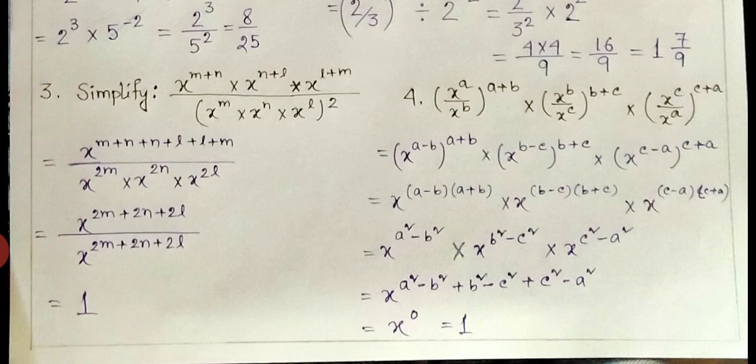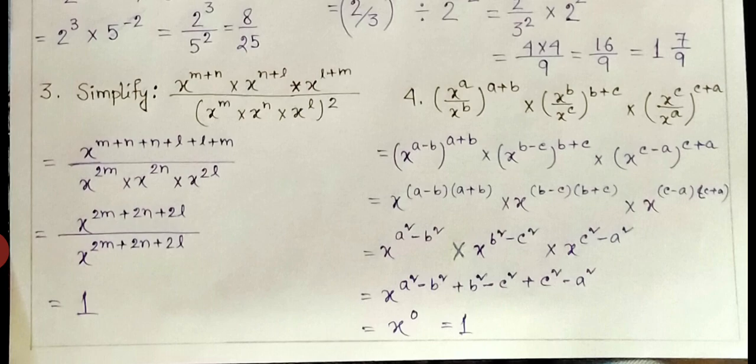Now simplify the third example. Simplify x to the power m plus n into x to the power n plus l into x to the power l plus m by x to the power m into x to the power n into x to the power l whole square.